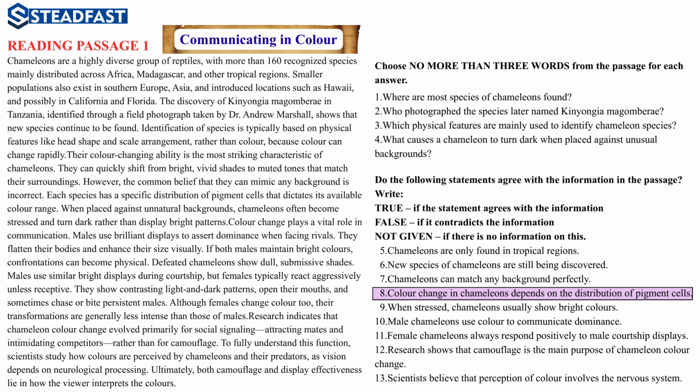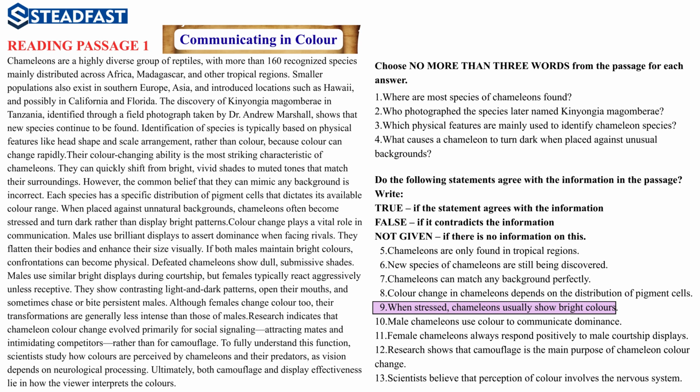Color change in chameleons depends on the distribution of pigment cells. Still in paragraph 2, there is a sentence. Each species has a specific distribution of pigment cells that dictates its available color range. Color change range depends on the distribution. The statement matches this idea, so it agrees with the passage. So the statement here is true. And the next question 9.